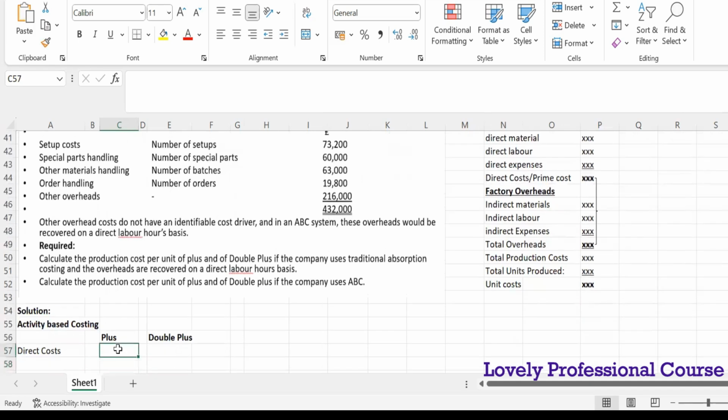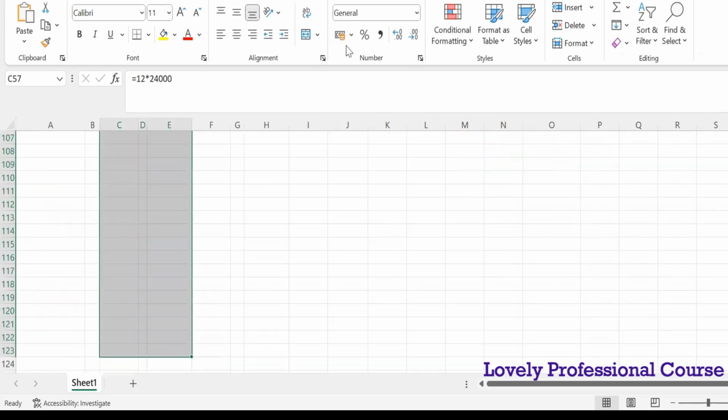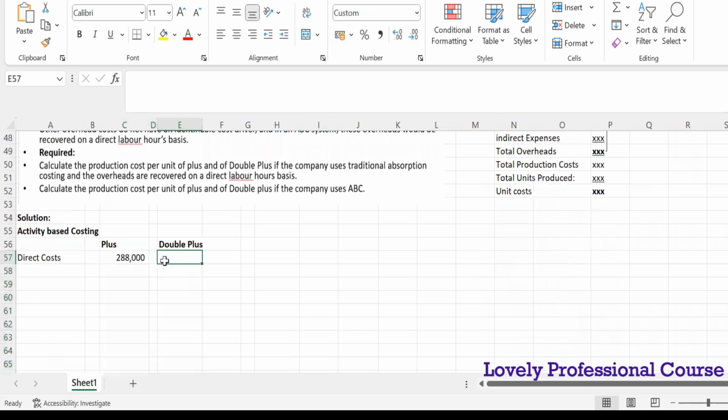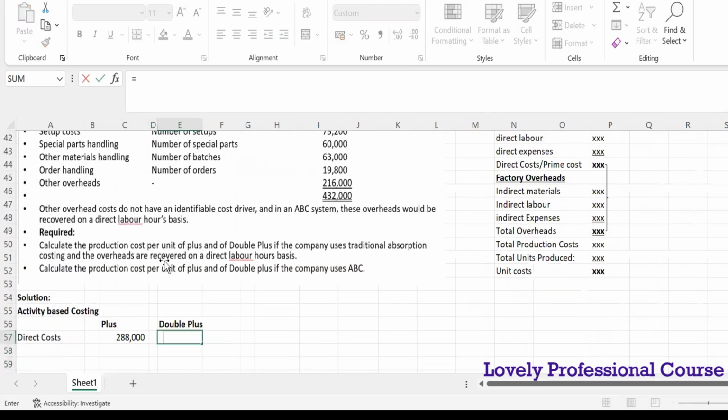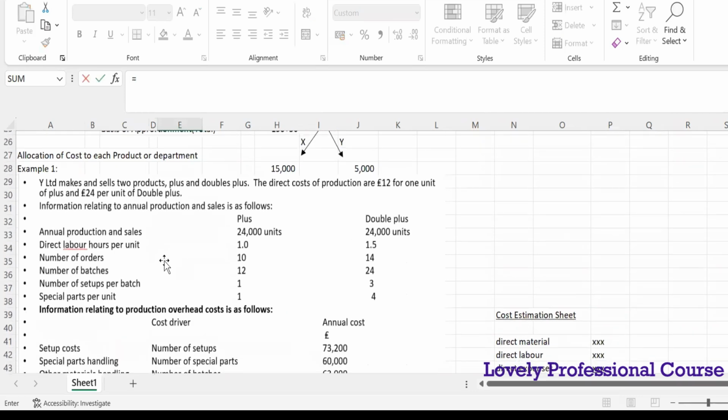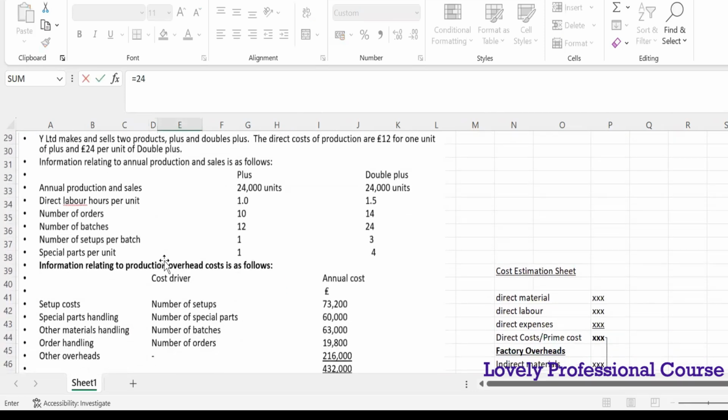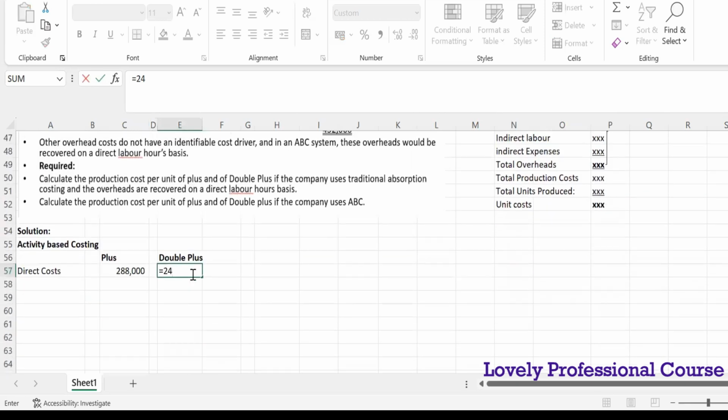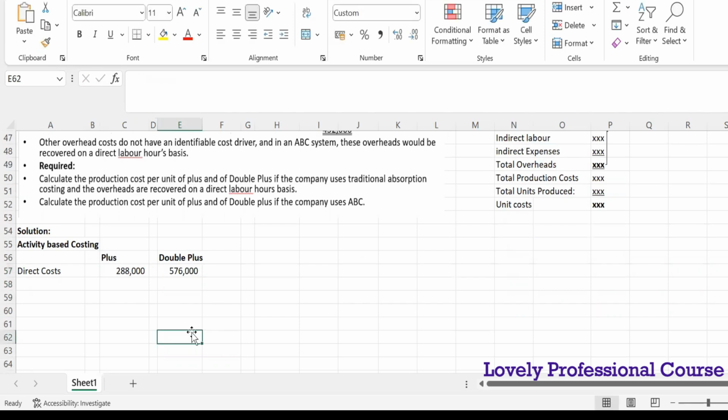That is why I'm equating them to the annual production. 12 is the direct cost of producing one unit, so I multiply by the 24,000 units produced in a year. Very clear and correct. On double price, it requires 24 per unit to produce one unit, so I multiply 24 by 24,000. So I'm going to have here the direct cost of producing price and the direct cost of producing double price.